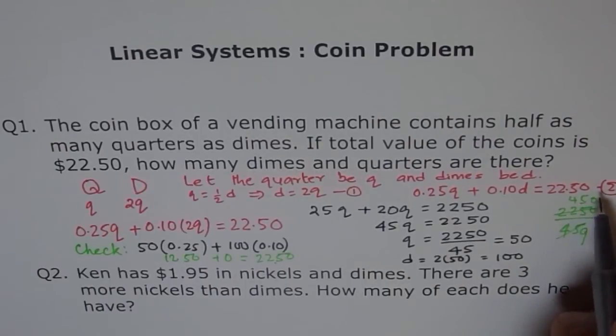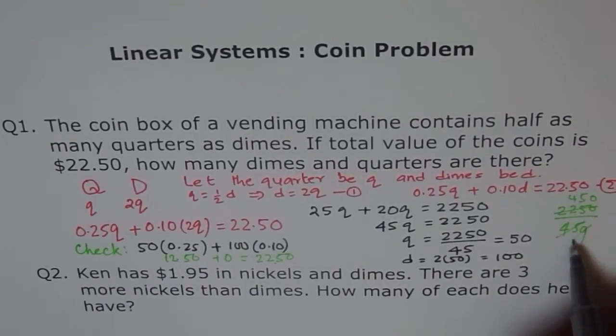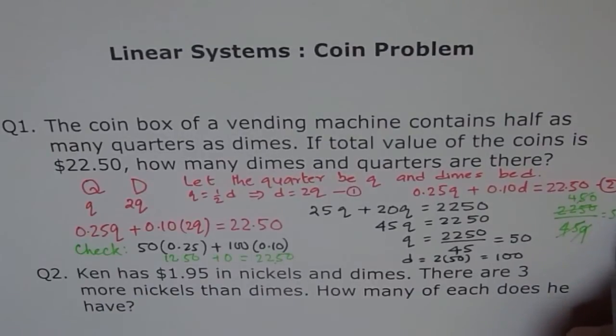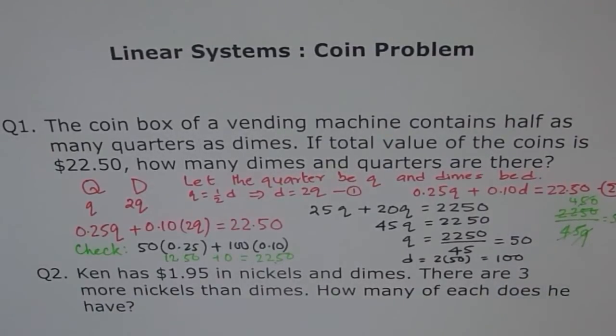How many times? 5 times. So it is 50. Do you see that? So you put this and you get 50. So even without a calculator, we could have found this answer. Correct? Now, let me make you understand how we approached this problem and how we did it.